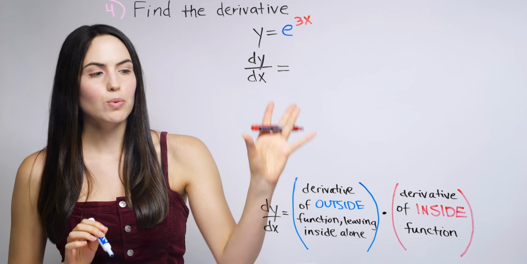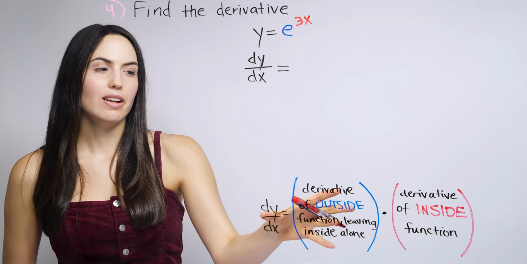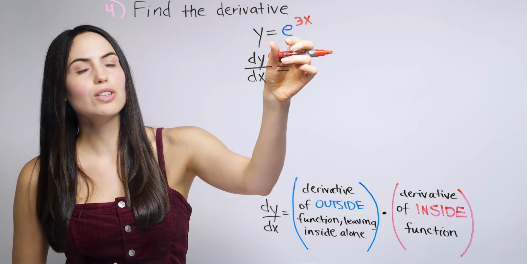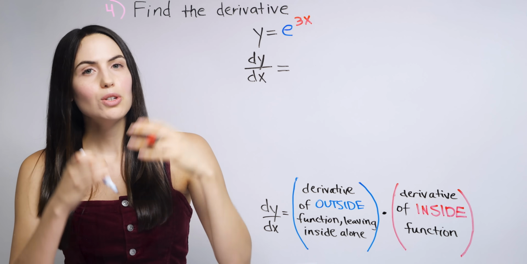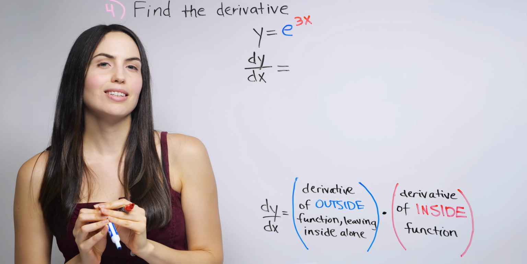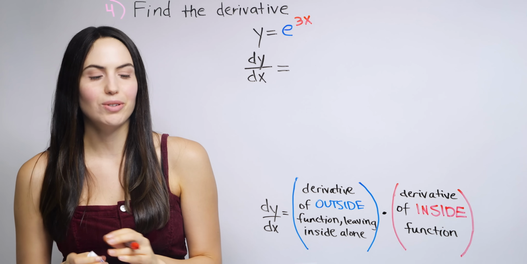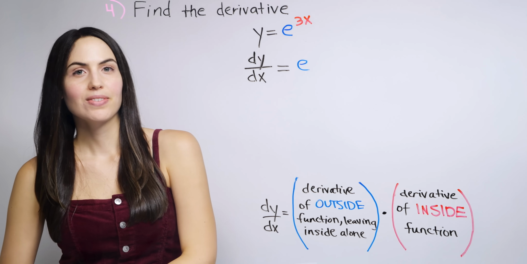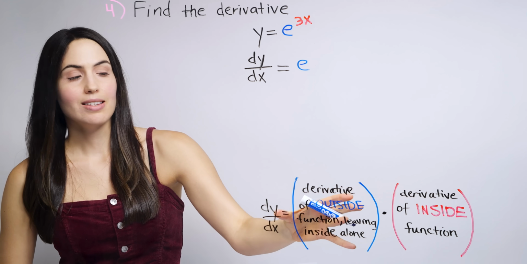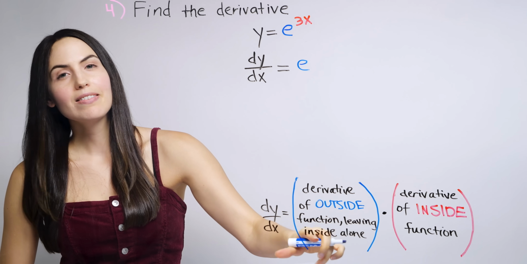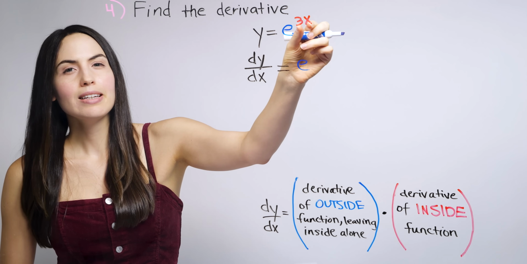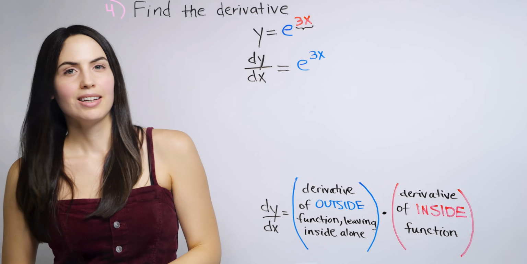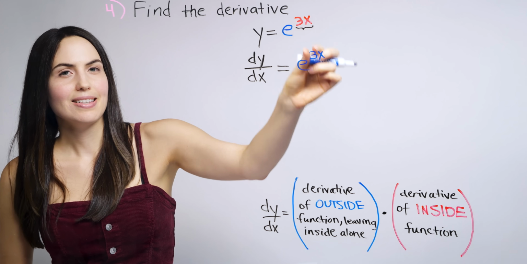But for the chain rule, here's a reminder. First, we take the derivative of just the outside function. So here, the outside function is the exponential function, e raised to a power. The derivative of the exponential function is just the exponential function. So for the derivative of e, we write e. And when we take the derivative of the outside part, remember we leave the inside part the same. Just leave it alone, like so.